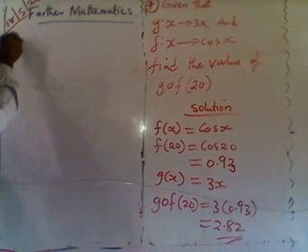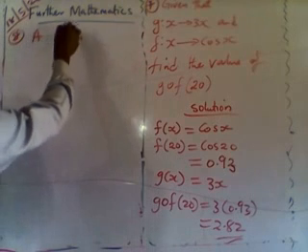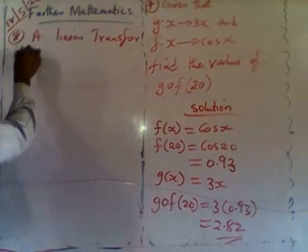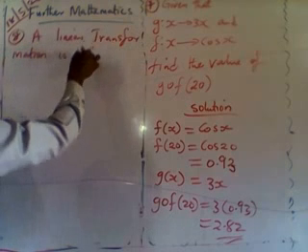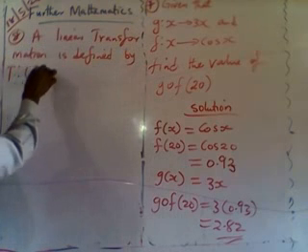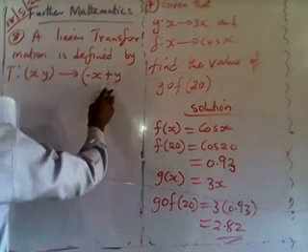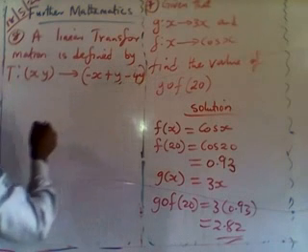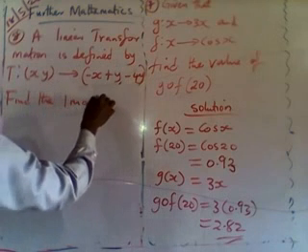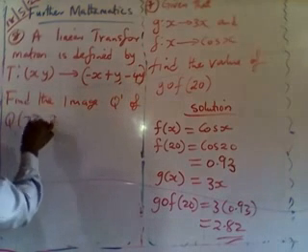Question 8. We are told that a linear transformation is defined by T such that (x, y) approaches (−x + y, −4y). We are now asked to find the image Q′ of Q(−3, 2).